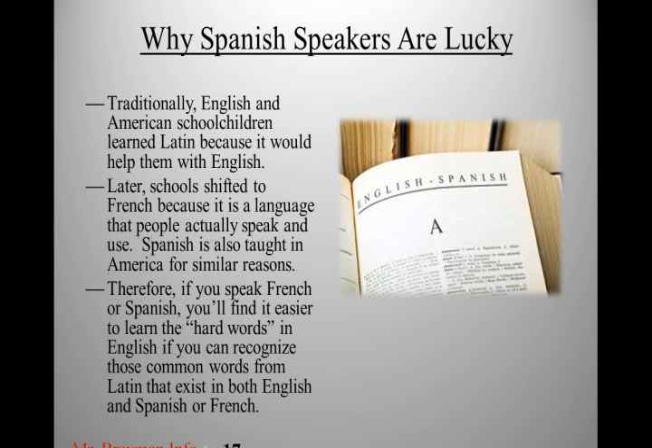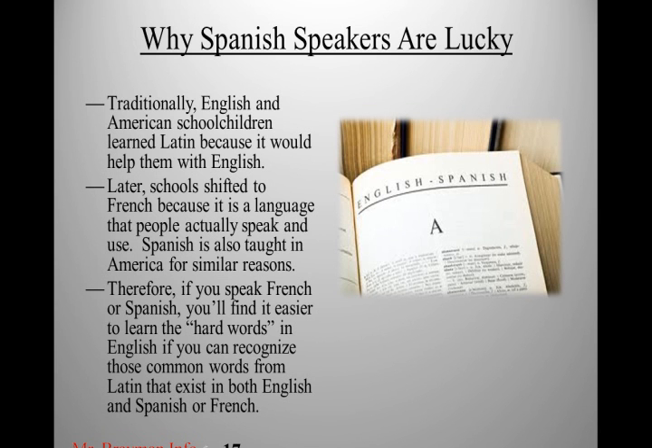This also helps explain why Spanish speakers are lucky, right? Traditionally, English and American school children learned Latin, right? If our high school was a high school in the 1800s, you guys would all be studying Latin as your foreign language, because it was thought that it would help you understand English better. It would also help you understand older European texts and the Bible more effectively. But later on, schools shifted more towards French because it's a language that people actually speak and use.